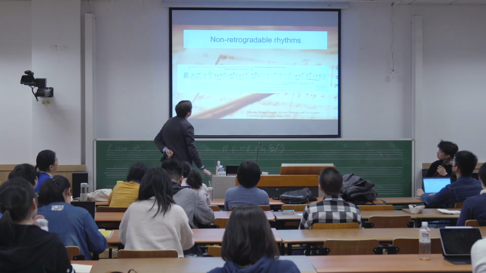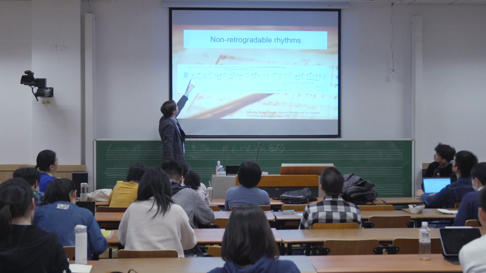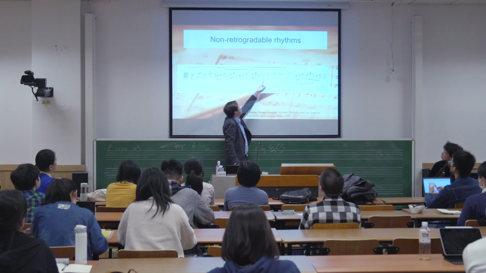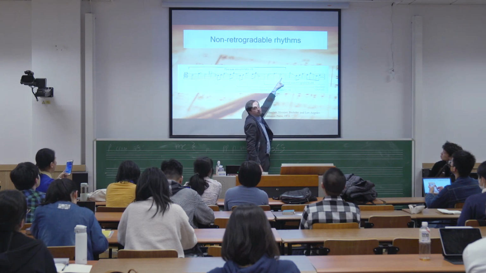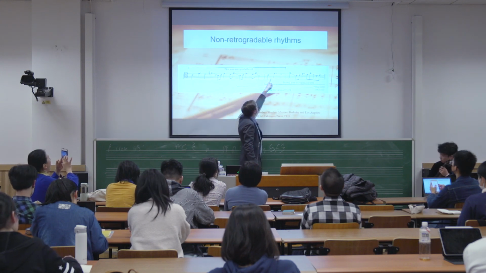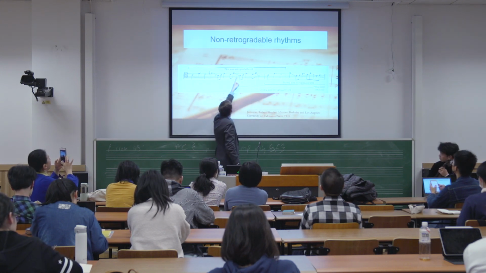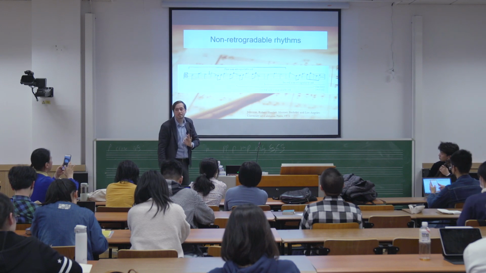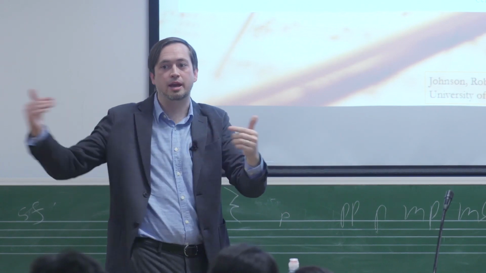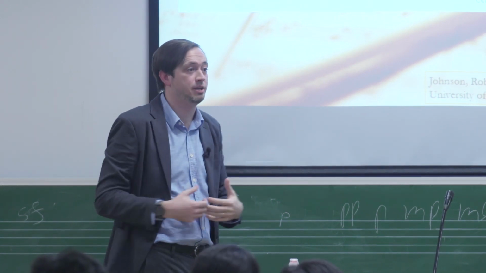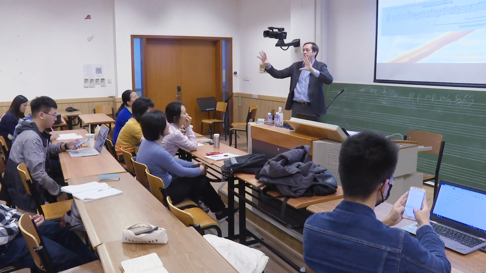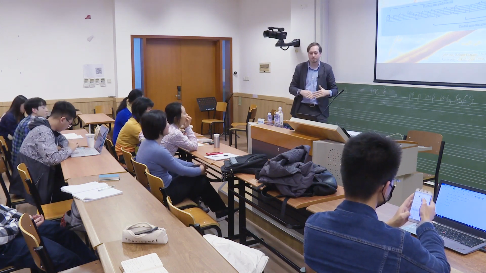We also have non-retrogradable rhythms. If you look, half, dotted quarter, half, half, dotted quarter, half. If you read it from here to here, and here to here, the rhythm is exactly the same. This is called non-retrogradable. You cannot read it backwards because it's different. So the whole piece is based off these variations of non-retrogradable rhythms.